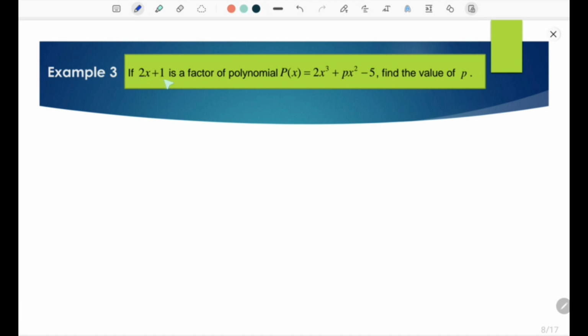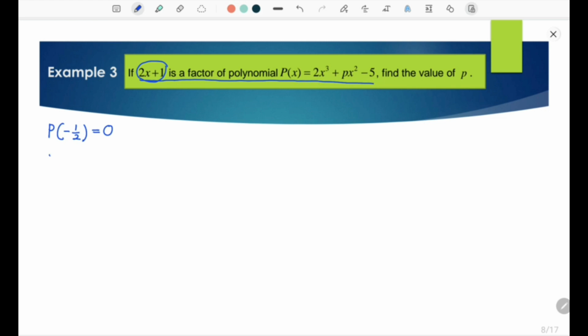Example 3. If 2x plus 1 is a factor of the polynomial p(x) equals 2x cubed plus px squared minus 5, find the value of p. In order to find the value of p, you need to form at least one equation. To form that equation, we consider that 2x plus 1 is a factor of p(x). Once we know that 2x plus 1 is a factor, we know that the remainder will be 0. So we can form p(-1/2), which is based on 2x plus 1, equal to 0. Now I will substitute x equals negative 1 over 2 in this polynomial.